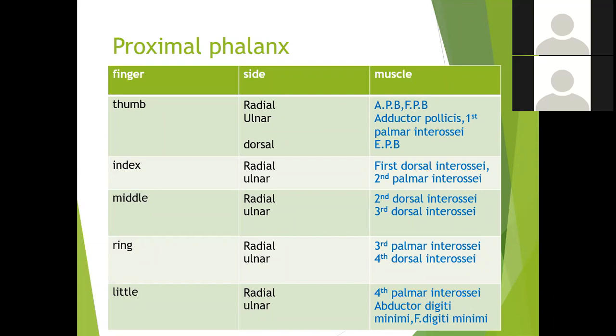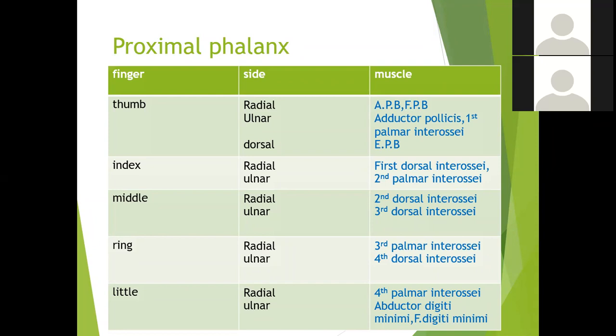On the radial side, you can see abductor pollicis brevis and flexor pollicis brevis. All the muscles we are seeing here are inserted. On the ulnar side, adductor pollicis and first palmar interosseous muscle. What about the dorsal side? On the dorsal side, extensor pollicis brevis is inserted. So only for the thumb can we see three-sided insertion: radial side, ulnar side and dorsal side.